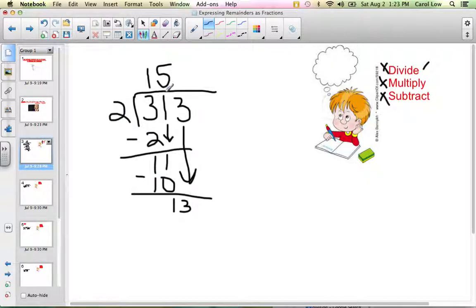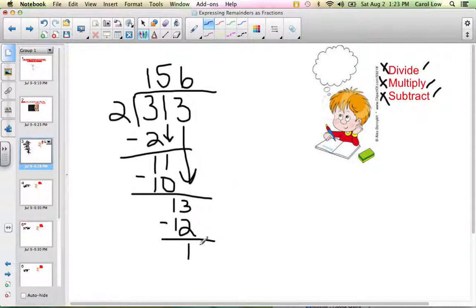Well, 6 times 2 is 12, so I'm going to say 6 times. And then I multiply. 6 times 2 is 12. And then I subtract. Put that there, put my little mark by the subtraction. 13 take away 12 is 1. And I'm going to stop there because I don't have any other numbers to bring down.